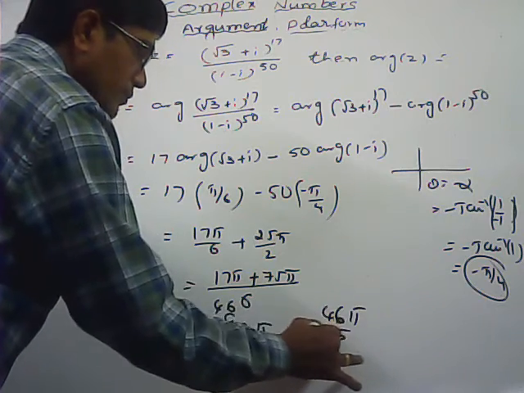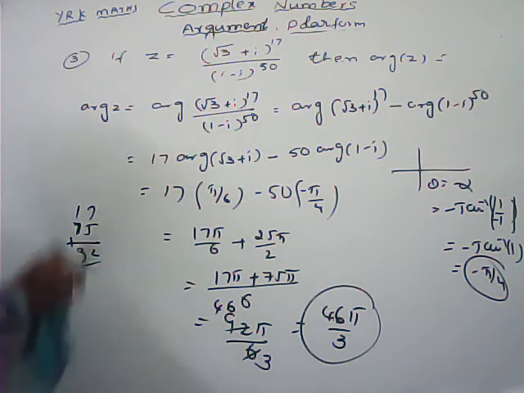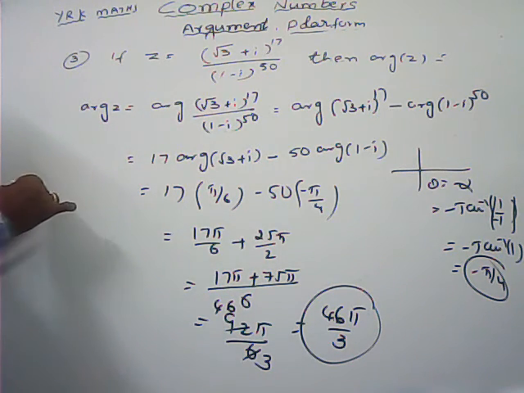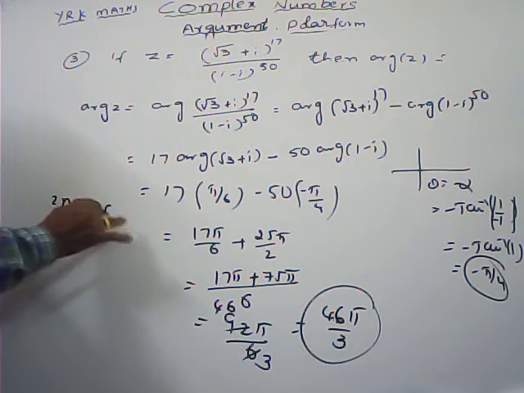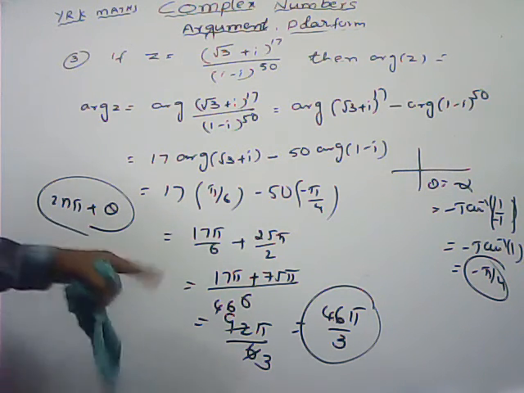This is the argument of the complex number, but not the principal value of the argument. 46 pi by 3 is more than pi. The principal value of the argument means that it should lie between minus pi and pi. This is more than pi, so this is not the principal value. The general value of the argument of a complex number we can write in the form 2n pi plus theta, where n belongs to Z.